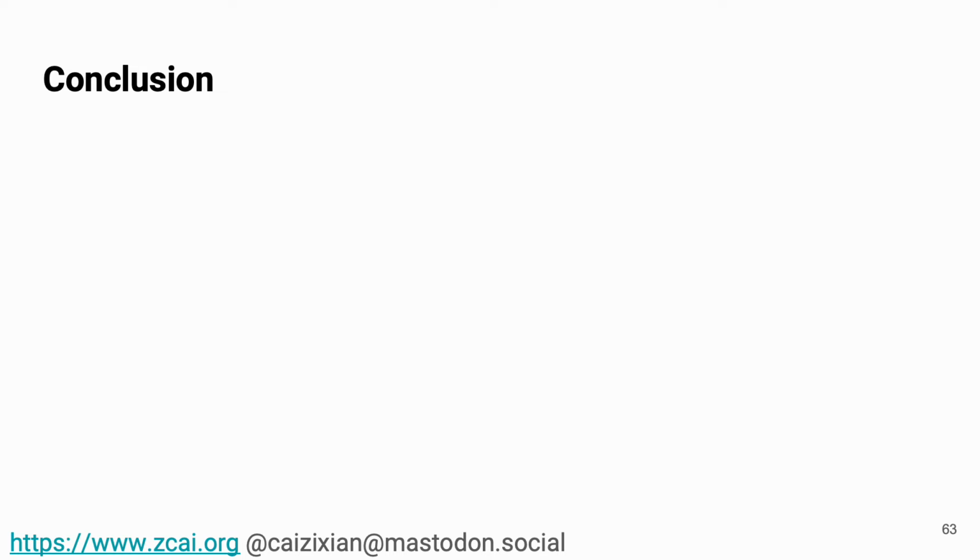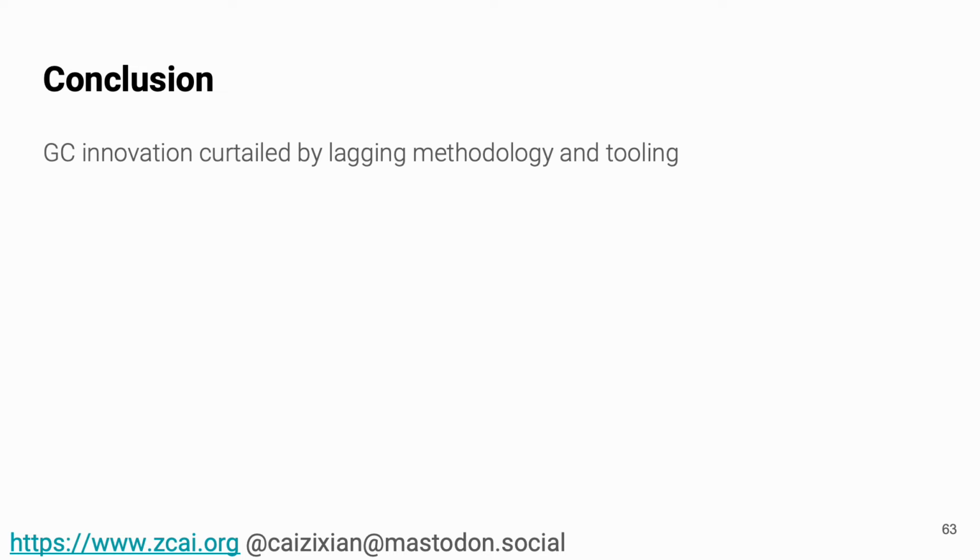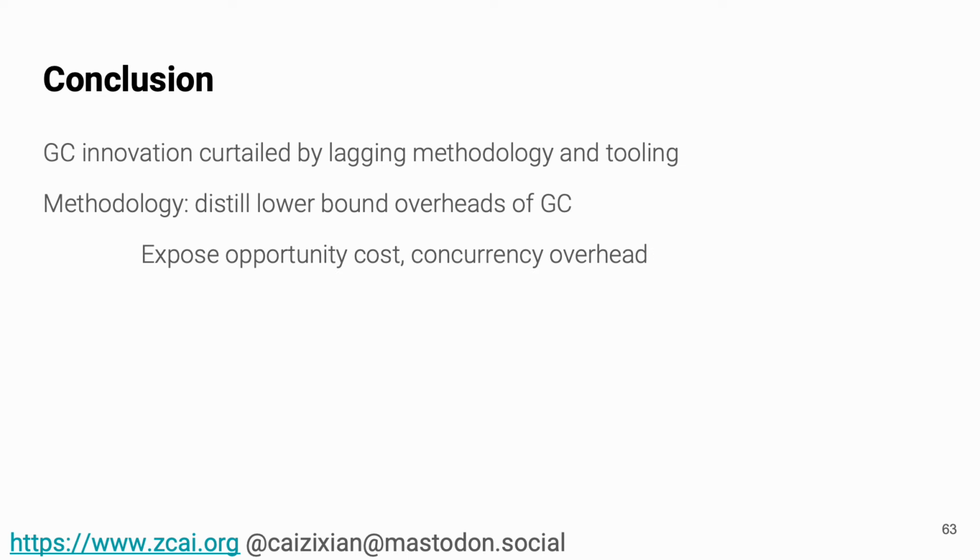So what's the takeaway? GC innovation is curtailed by lagging methodology and tooling. A significant regression in GC overheads has gone unnoticed, and GC performance is very hard to debug. In response, we first proposed the distillation methodology. It exposes the opportunity cost and concurrency overheads incurred by parallel and concurrent GCs. That is not easily seen if we only measure the wall clock time of GCs.